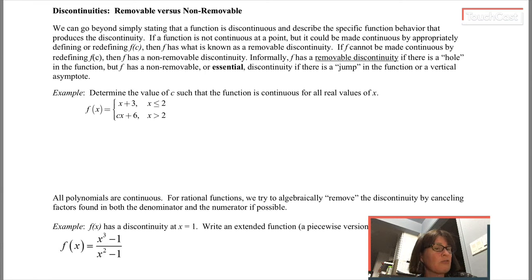And so the opposite of removable is essential. If you cannot just fix one single point in your function definition to fill in the hole, then your function has an essential discontinuity. You have no hope of fixing it, and you'll find that most of the time we choose not to do calculus on functions that have those kinds of discontinuities. More on what doing calculus is in chapters 3 and later. But for now, we just want to be able to identify: is my function continuous? If it's not continuous, does it have a removable discontinuity that I can fill in the blank?